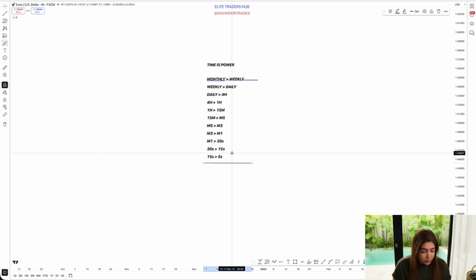And as you drop down on the lower time frames, you're dealing with less money and more noise. That's where things start to look a bit random if you don't have context.